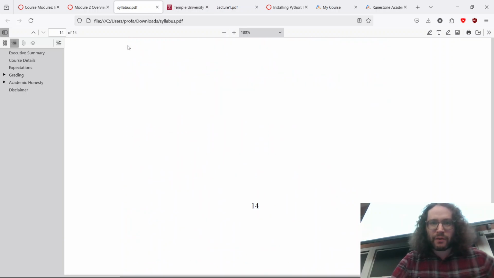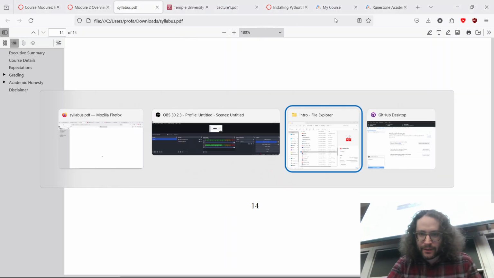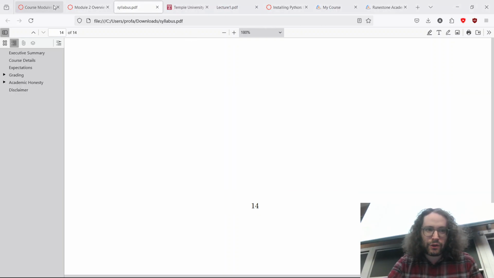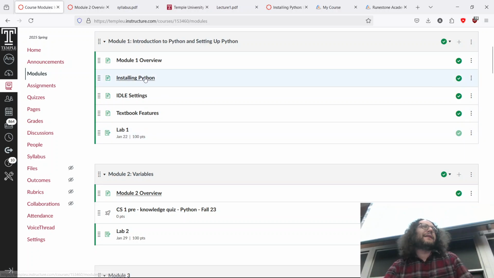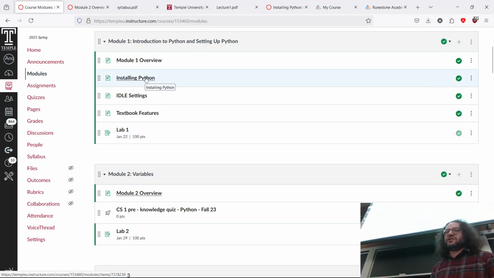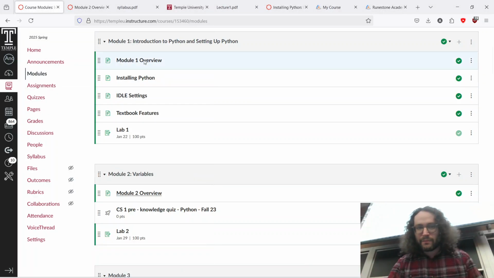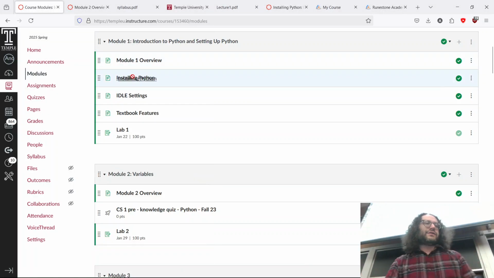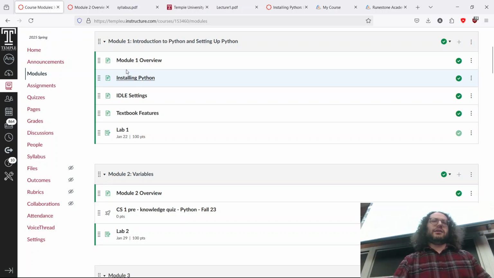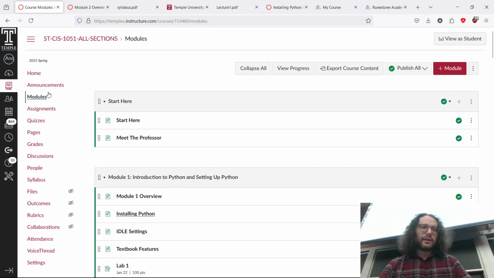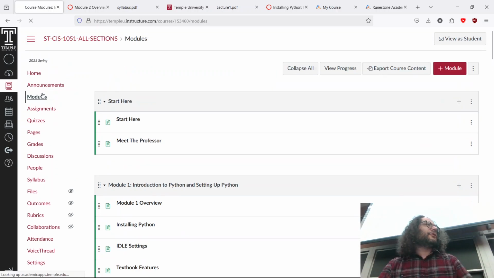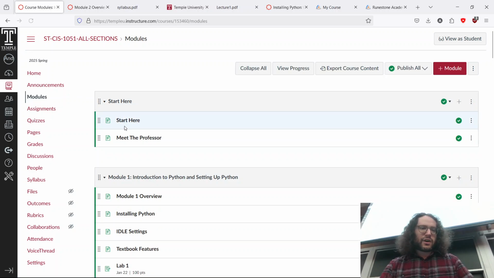Okay, so with that, your first lab will be going over how to install Python and how to do some basic operations in Python. That will be covered mostly in your lab, but if for some reason you missed your lab, or you want to get started on it early, or you need to review the material, on Canvas, go to Modules. Start Here just has information that's very useful.